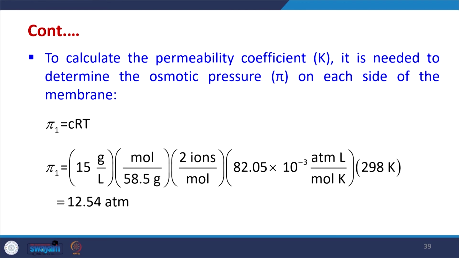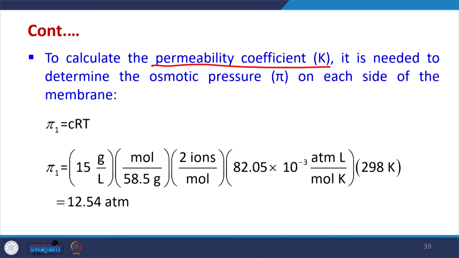Now, to find out the permeability coefficient, we need to find out the osmotic pressure on each side of the membrane, and this can be known if you know the concentration. Concentration is also known. So, we can find out the osmotic pressure on each side and then the total pressure which is applied. Through this we can find out the net driving force. For finding out osmotic pressure first, we use this equation, which was already defined earlier. This is 15 gram per liter.